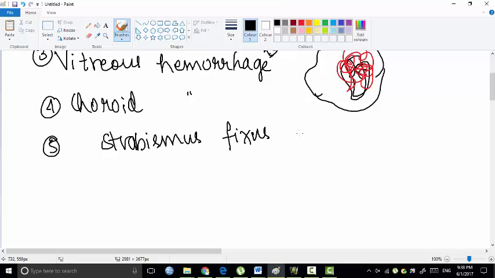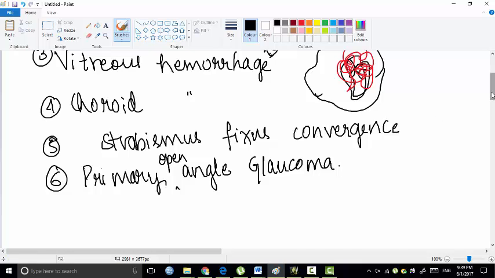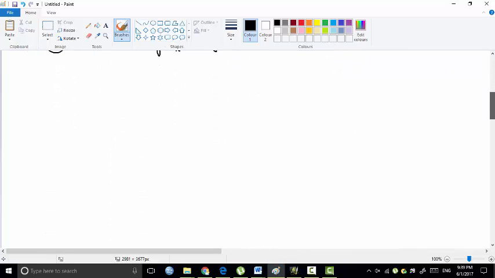fixus convergence, which you will learn later clearly. Or there may be primary angle glaucoma, which is due to increased intraocular pressure. Primary open angle glaucoma. So right, all these are the complications of myopia.